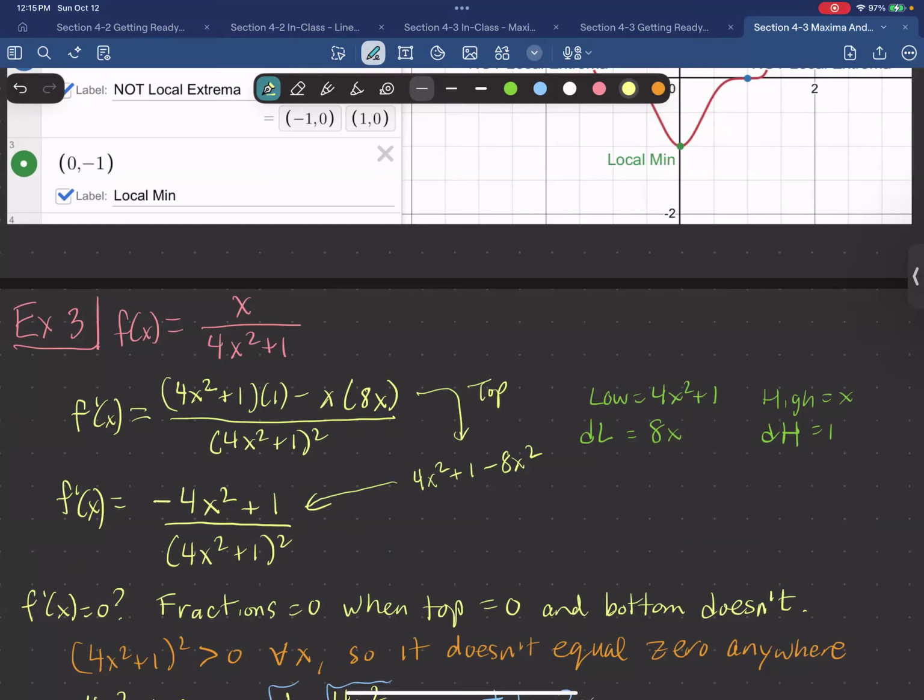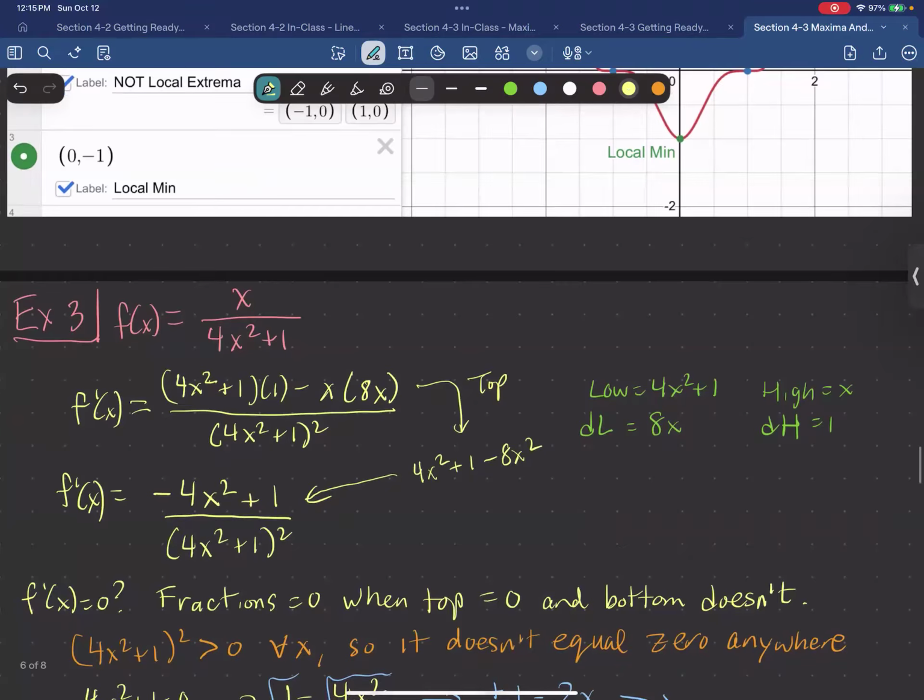I actually talked about the 0 part first. So f prime of x equals 0. A fraction equals 0 when the top is 0 and the bottom isn't. Can the bottom ever be 0? No. For all x, remember, this means for all. For all x, it doesn't equal 0.